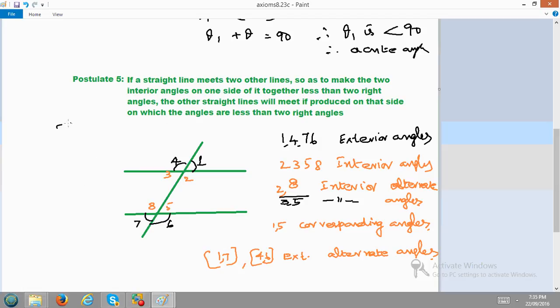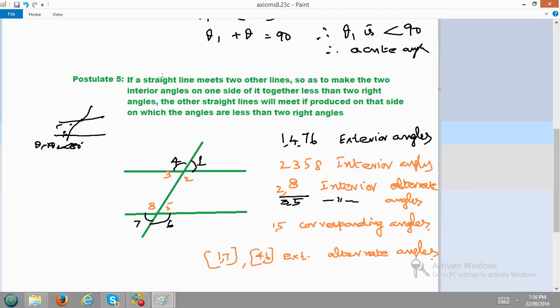So the postulate means there are two lines, and a straight line meets two other lines. If a straight line like this meets two other lines such that two interior angles on one side of it together are less than two right angles, so for example, the sum of these two angles, theta 1 plus theta 2, is less than 180 degrees.